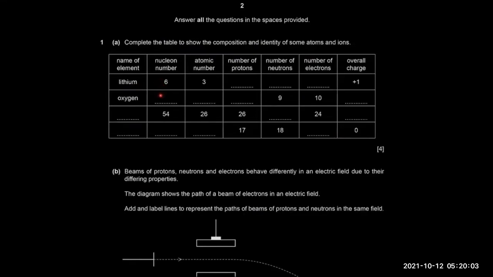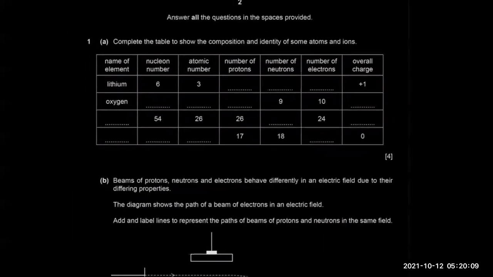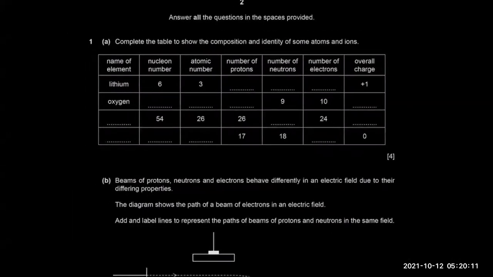So, can someone tell me what would be the number of protons here? Jaldi jaldi, time nahi tha. Number of protons kya honge? 3 honge. Number of neutrons kya honge? Nucleon number is 6. 3 honge, sahi hai, because protons plus neutrons is nucleon number.